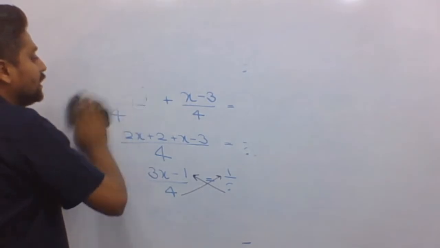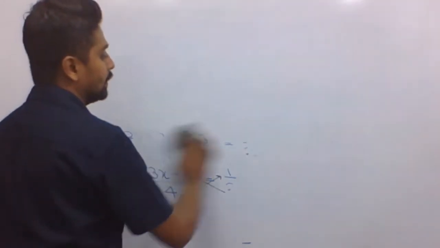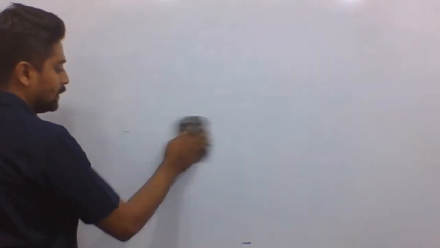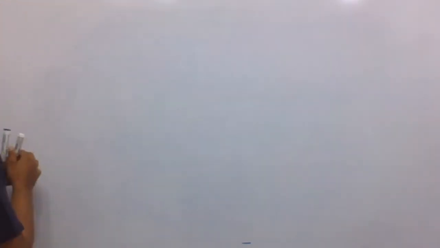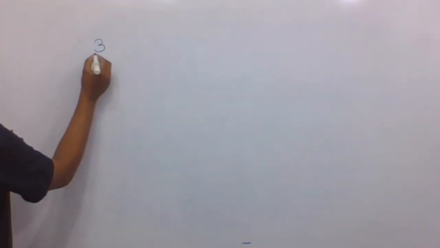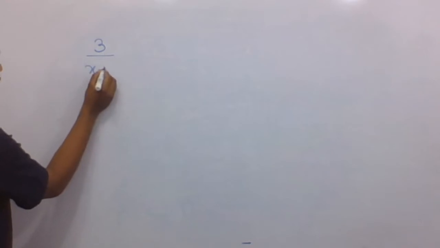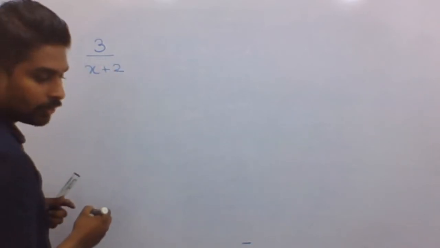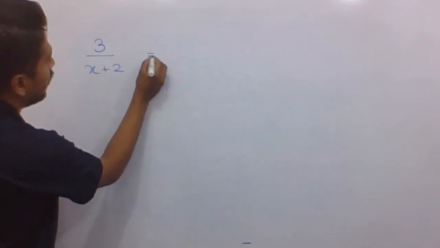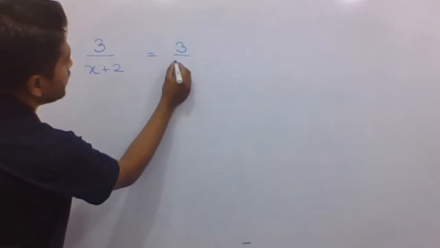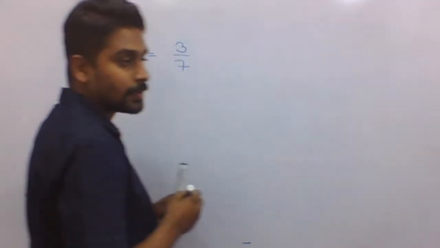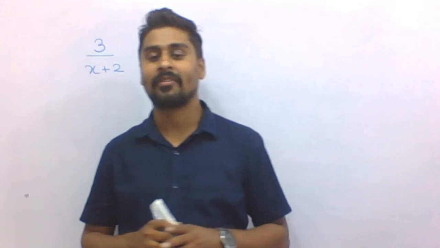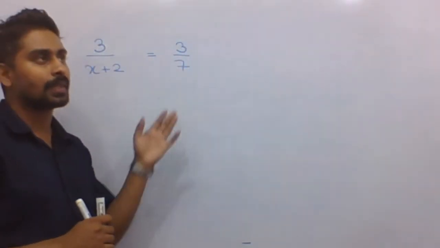Then let's do next question. It is 3 over x plus 2. Look at 3 over x plus 2 equal what? 3 over 7. 3 over x plus 2 equal 3 over 7. Right. In this question, look at there is a fraction.